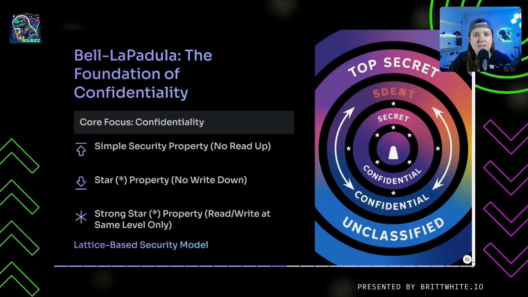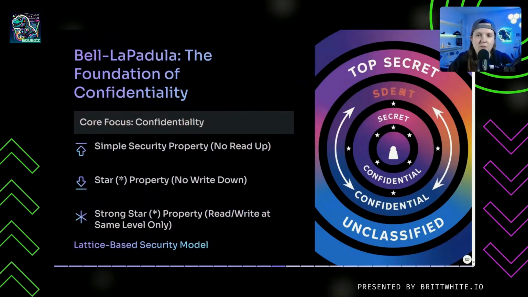The first rule is the simple security property, or no read up. Think of this as a basic need-to-know principle enforced strictly. A subject, which could be a user or a process, cannot read information at a higher security level than their own clearance. Just like someone with a secret clearance can't access top secret files, a low-level user can't access high-level data.